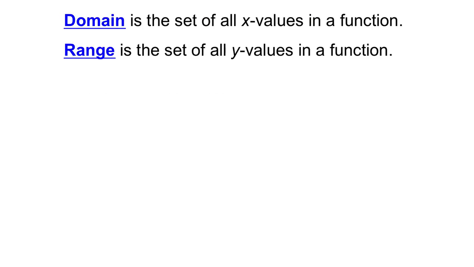So let's start with some terminology. Domain is the set of all x values in a function. Range is the set of all y values in a function. You can think of domain as all the possible values you can have for x, and range is all the possible values you can have for y. So regardless of what type of function you're dealing with, whether it's linear, quadratic, exponential, etc., you can always figure out what are the possible x values and what are the possible y values that can exist on your function.